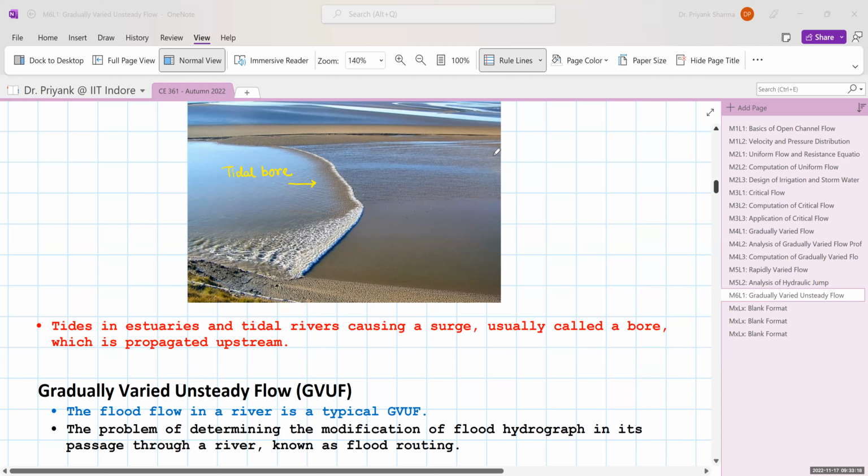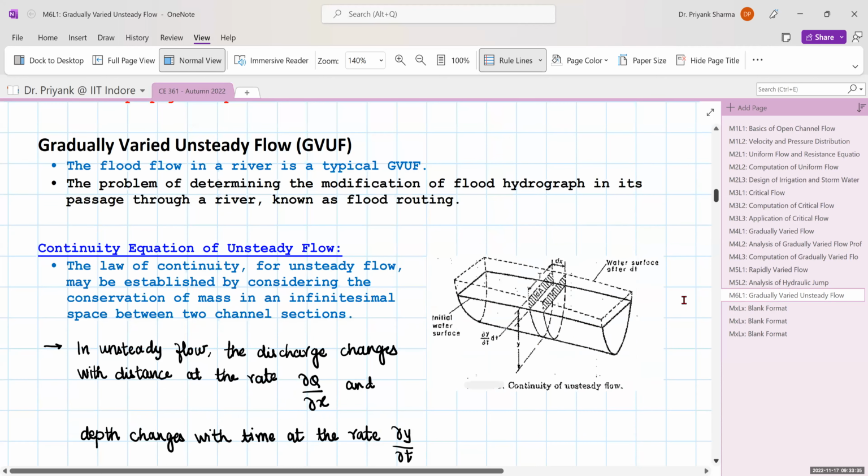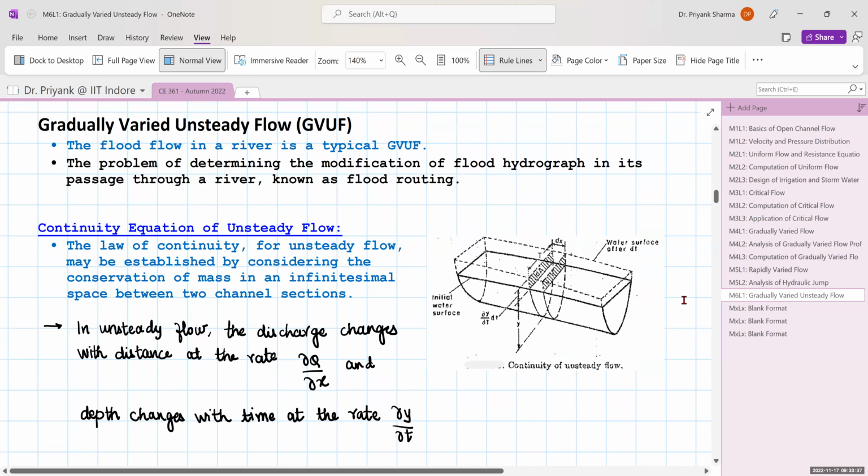So if your river comes from this end and from here the sea comes, it propagates upstream in the direction of the river, and this is called a tidal bore. So these are the locations where you observe transients. So today we'll be discussing the gradually varied unsteady flow, and then in subsequent lectures we'll be discussing the rapidly varying unsteady flow as well.